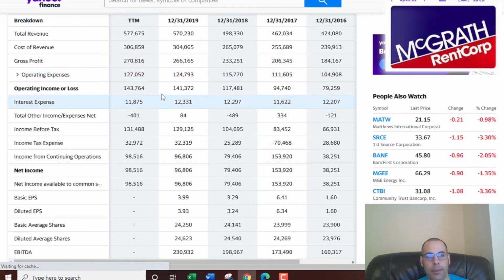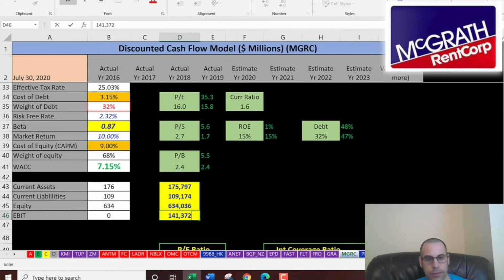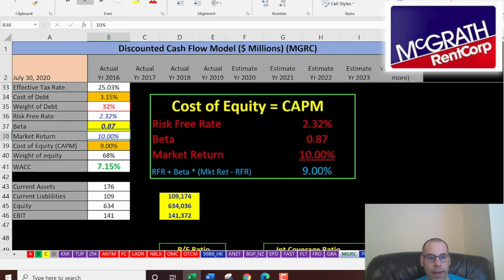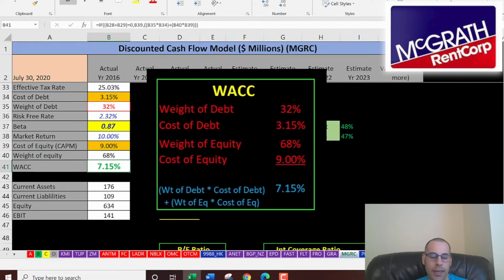Now we need their EBIT, earnings before interest and taxes. That's $141 million. Now let's look at that capital structure. The cost of debt is 3.15% and they have 32% debt. The cost of equity is 9% and they have 68% equity. And the WACC is 7.15%. And that's a blend of the cost of debt and cost of equity. And that's the discount rate we're going to apply to the future cash flows.